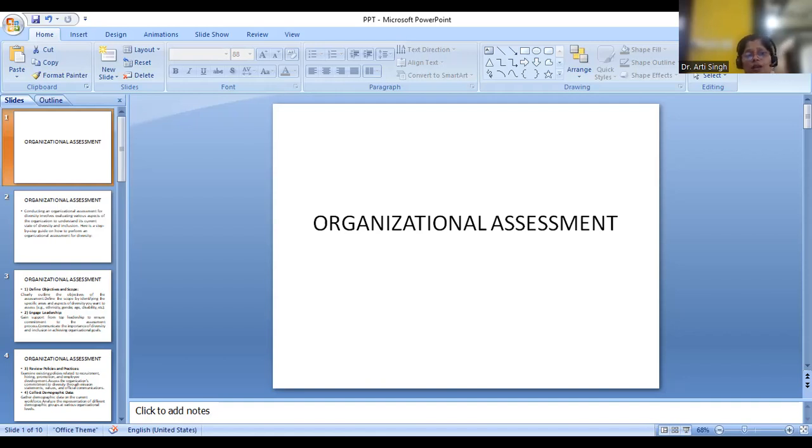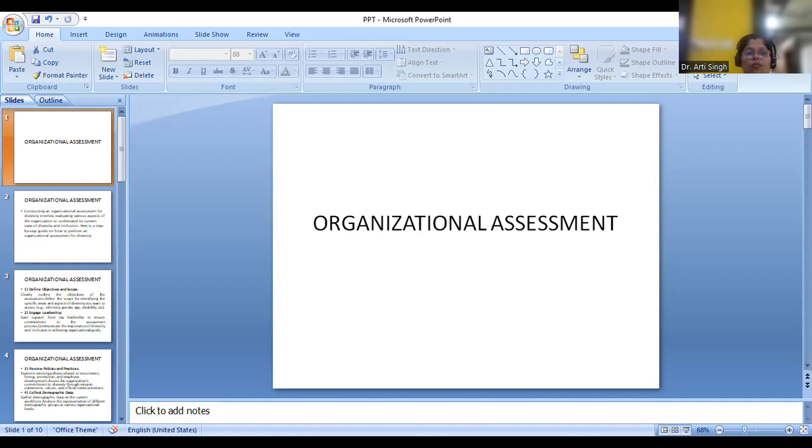Step 1, define the objectives and scope. Clearly outline the objectives of the assessment and define the scope to identify the specific areas and aspects of diversity you want to assess: ethnicity, gender, age, disability. Then engage leadership. Gain importance and support from the top leadership to ensure commitment to the assessment process, and communicate the importance of diversity and inclusion in achieving the organizational goals.